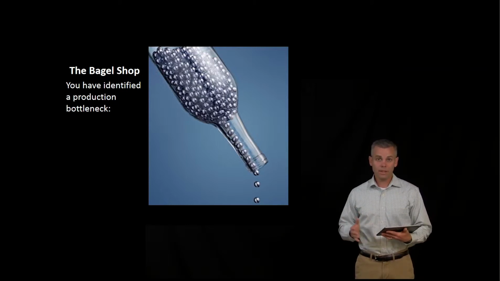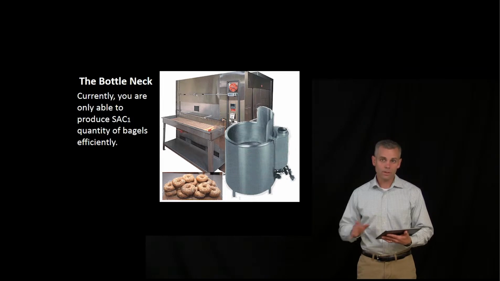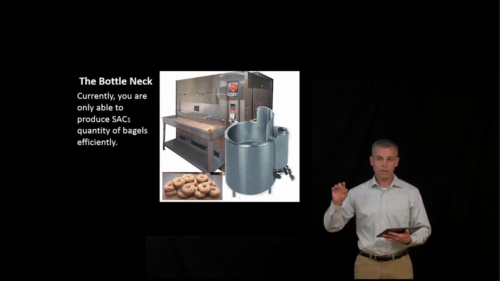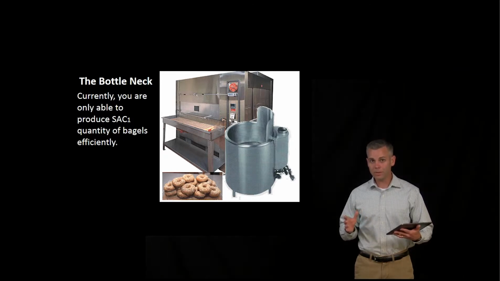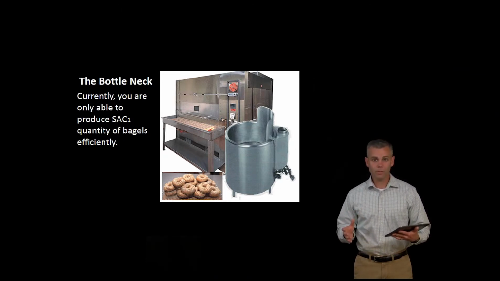What you have identified in this scenario is that your bottleneck is coming from your equipment. The equipment that you currently own, it's a great system. You've got the top of the line bagel oven and the top of the line bagel kettle, and it works great for your single store. But if you're going to expand horizontally, you can't produce enough bagels to supply both stores.